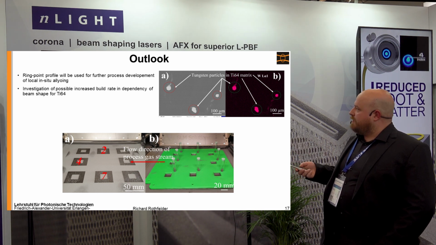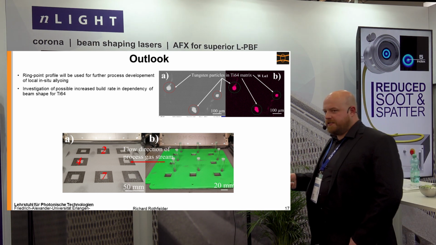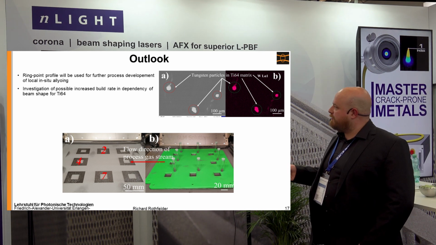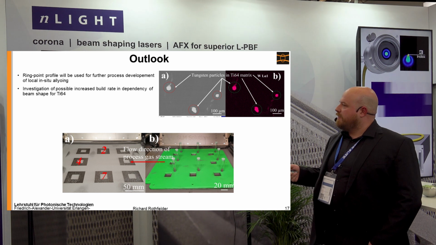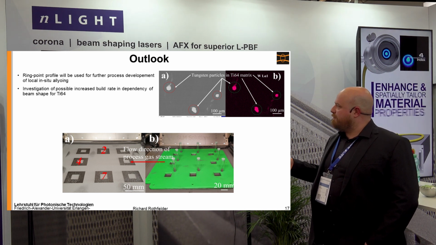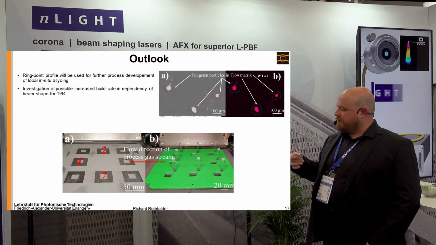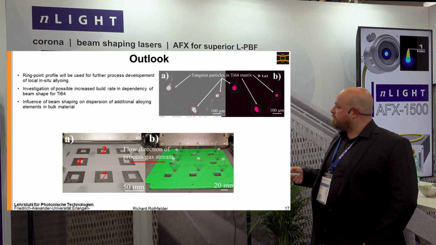This is where we also go to the investigation of the possible increase in build rate, which was normally done for aluminum alloys, but we haven't done one for Ti64. So this is really also very interesting, if we can reproduce them without regard to the material.